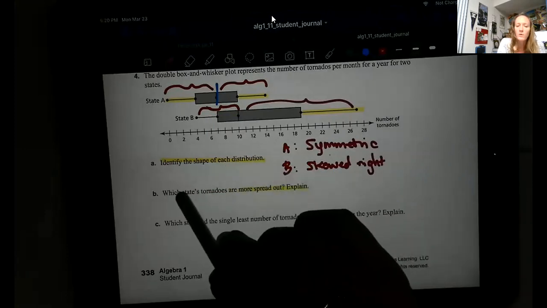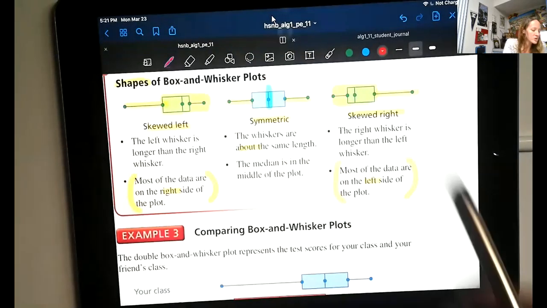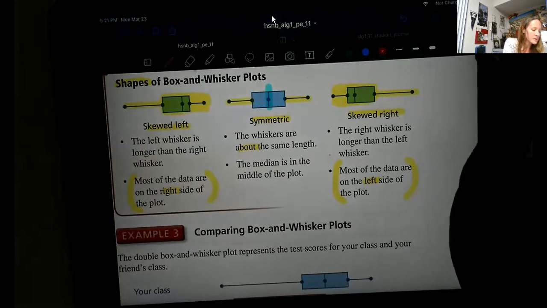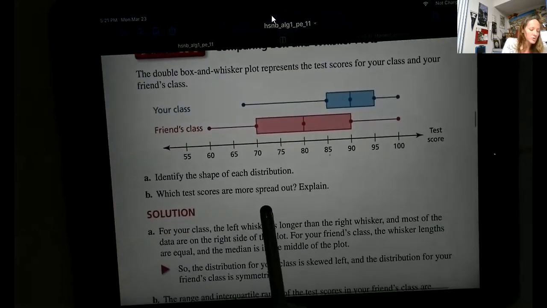Now hold on, what's letter B's question? Which state's tornadoes are more spread out? Now if we needed to, once again, like I showed you yesterday, some of these examples in the book are really good as far as giving us how to answer certain questions that are asked.